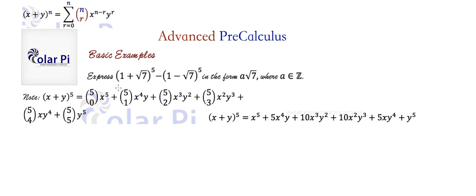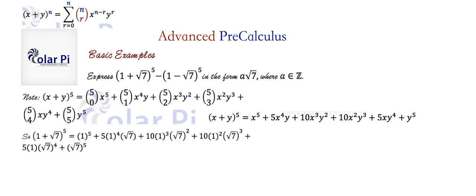Looking at the binomial (x plus root 7) to the fifth power, it's pretty clear that, comparing it to this, x is 1 and y is root 7. So we can just use this right-hand side, replacing all the x's with 1 and all the y's with root 7. And doing that, we can write this here.